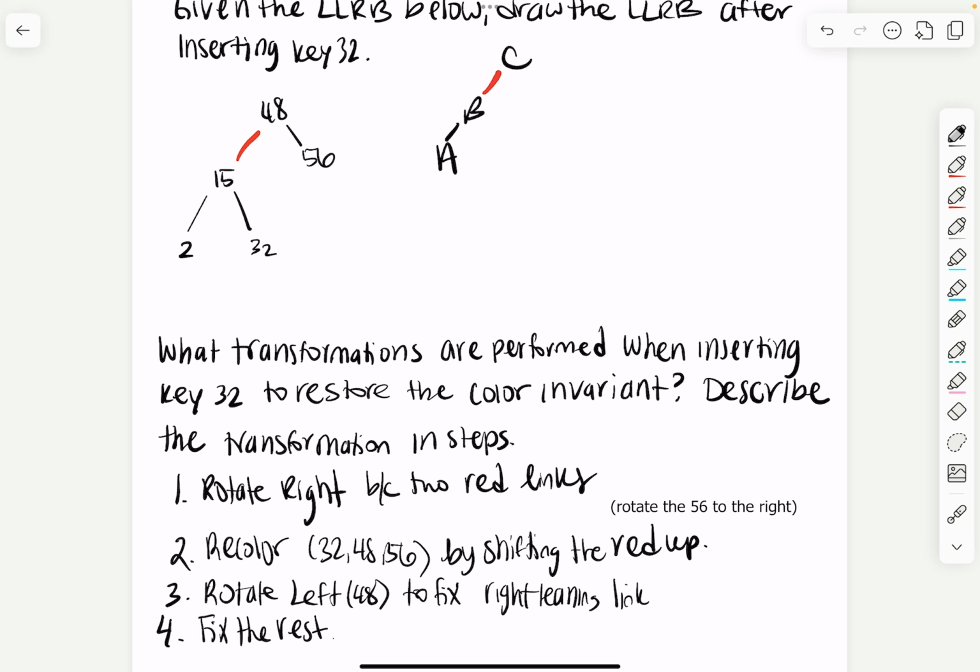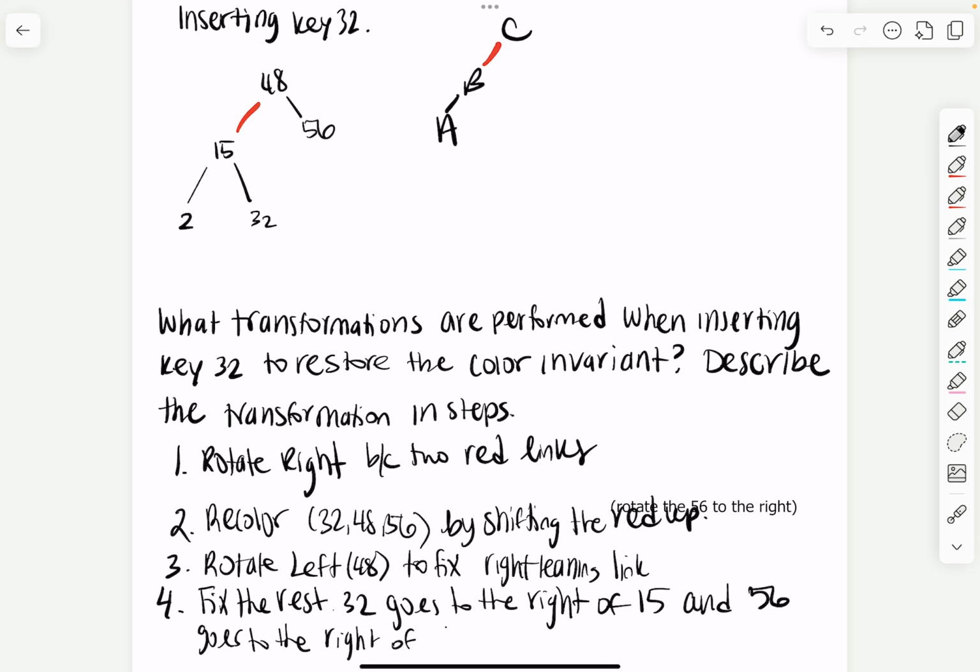So the last step is to just fix the rest. 32 goes to the right of 15, and 56 goes to the right of 48.